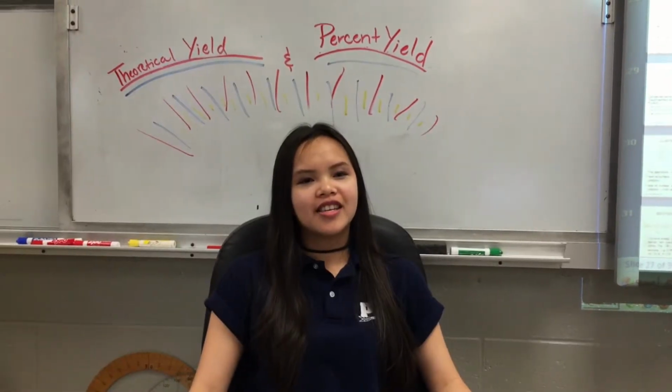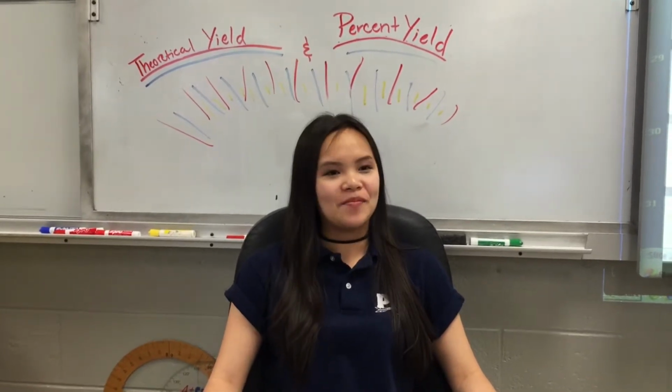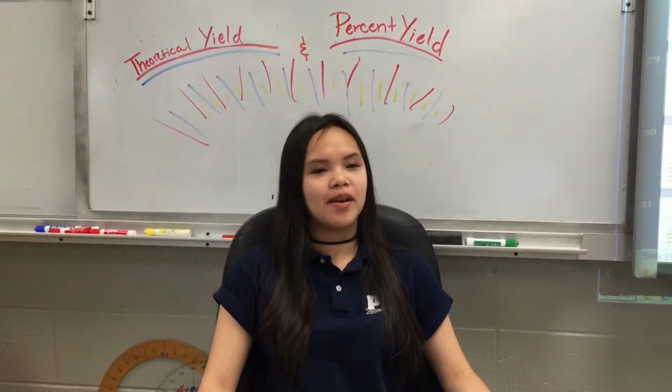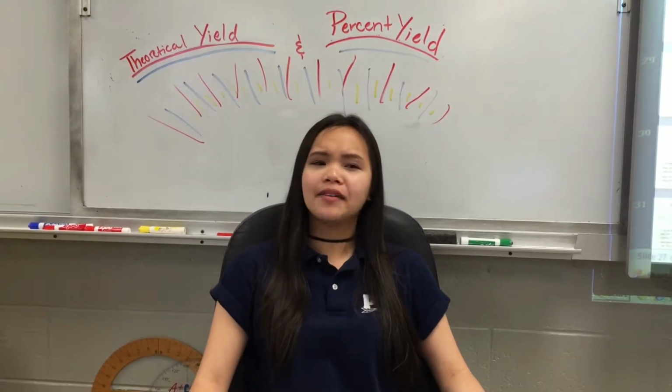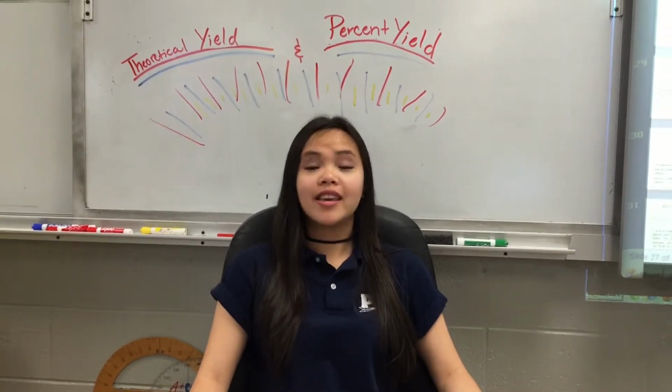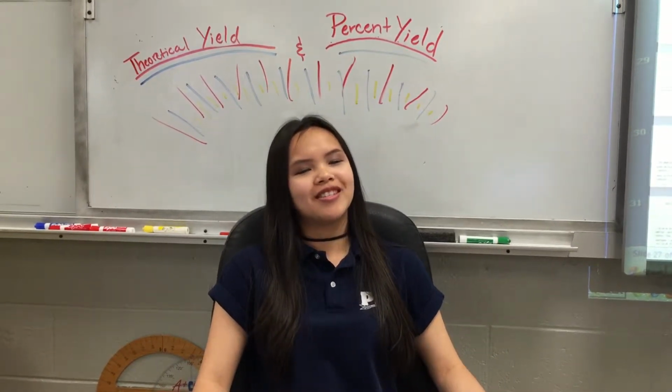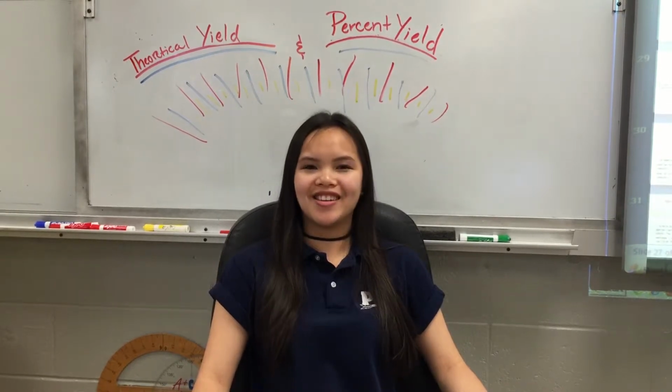The theoretical yield is the maximum amount of product that can be made. In other words, it is the amount of product possible as calculated through the stoich problem. This is different from the actual yield, which is the amount one actually produces and measures.